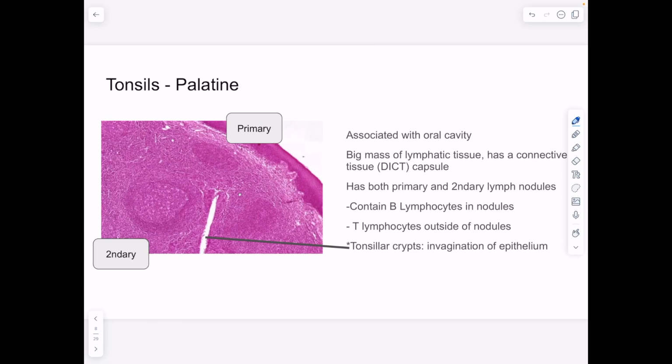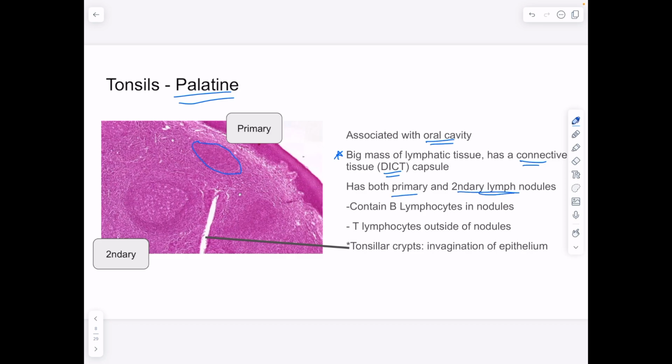Okay, then we had tonsils. So tonsils are another secondary lymph organ. Different tonsils, not all of them are associated with the oral cavity, but the one that we care about at this point, the one that we've given in this example, is the palatine one. It's really just a big mass of lymphatic tissue. This one does have a capsule, dense irregular connective tissue, and it'll have both primary and secondary lymph nodules, and you can kind of see that here.